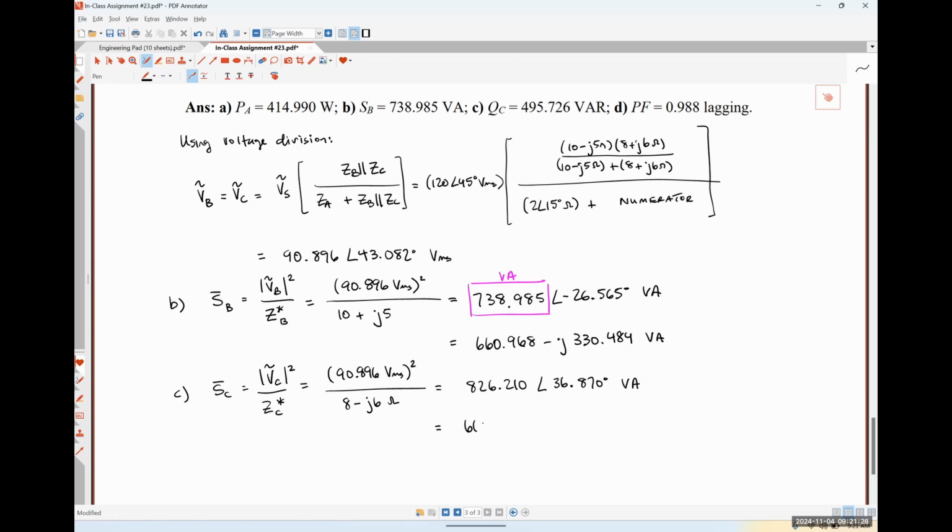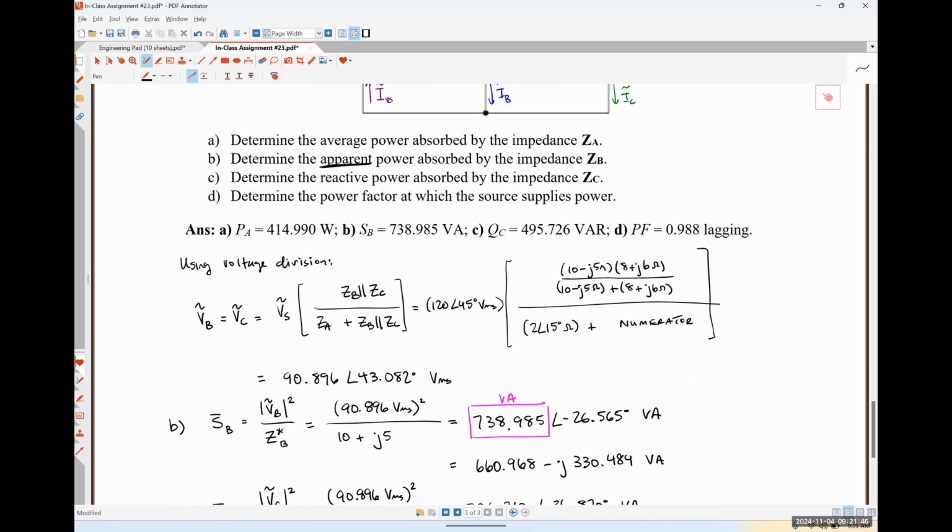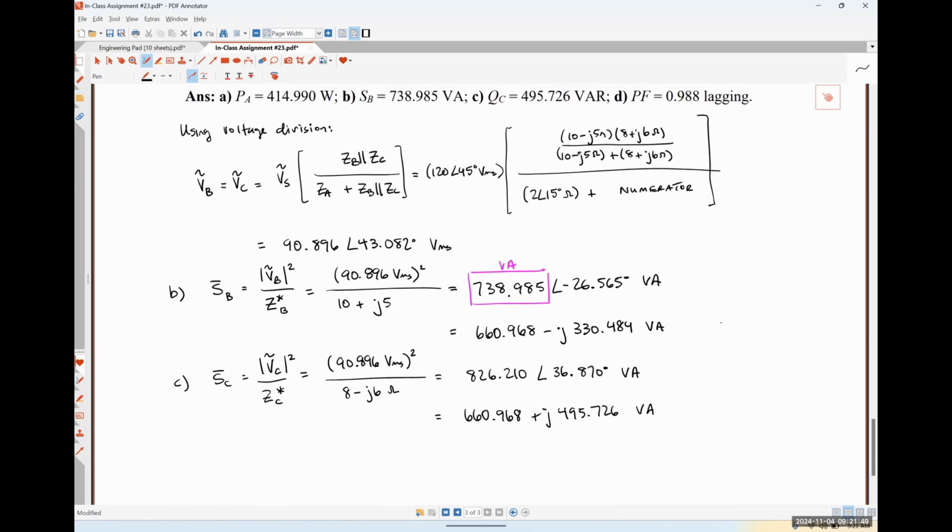or 660.968 plus J495.726 volt amperes in rectangular form. We are asked to find reactive power. Which of these four numbers is the reactive power? The 495. And this guy would need units of volt amperes reactive.